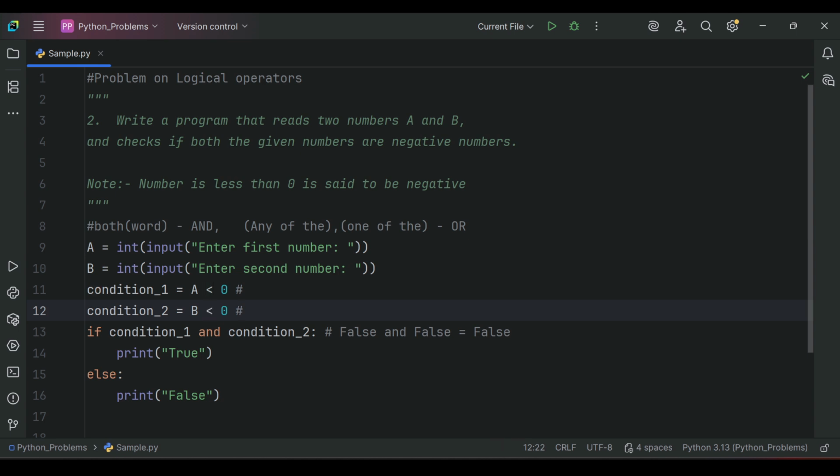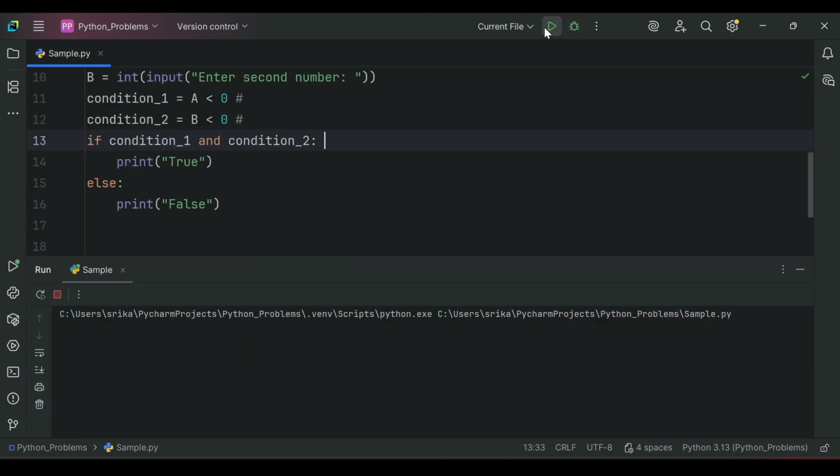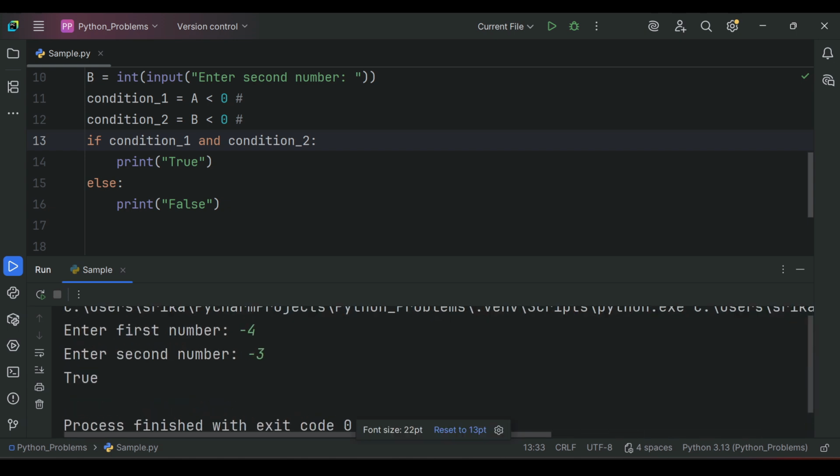Suppose both the conditions are true, that means both the numbers are negative. At that time it becomes true, otherwise it will become false. Now we will check it. Here a I am giving -4 and b I am giving -3. Now -4 is a negative number and -3 is a negative number. That's why the condition becomes true.